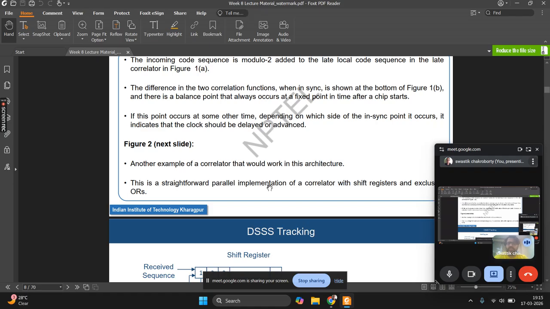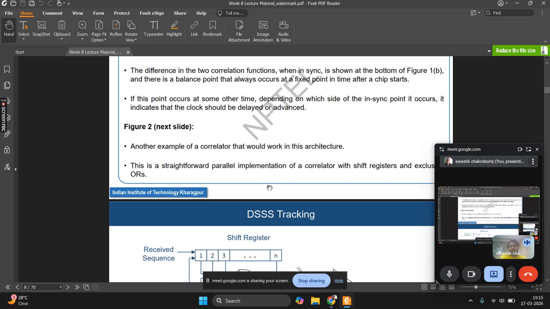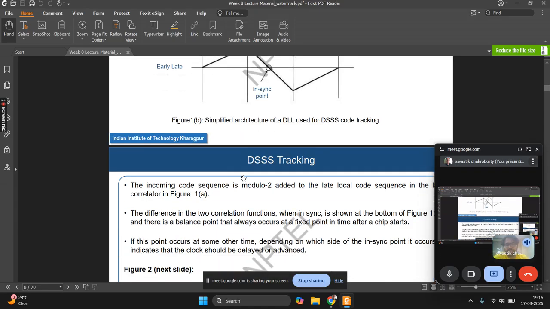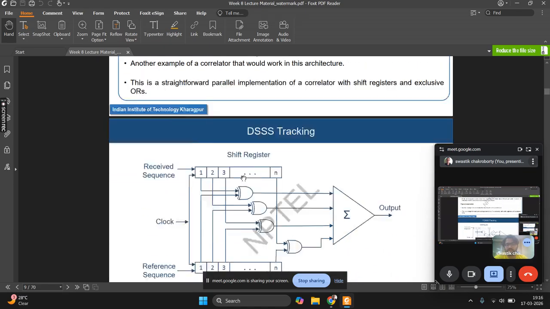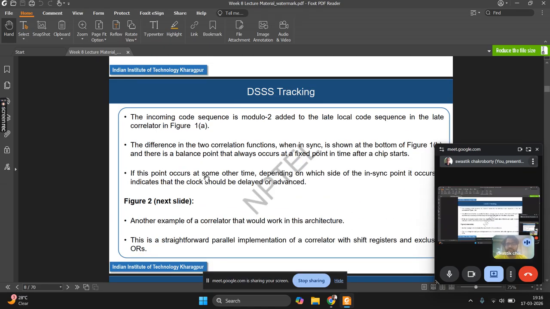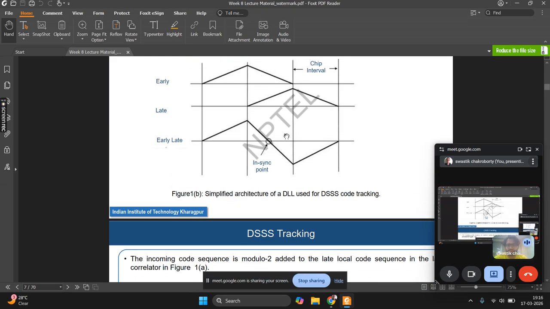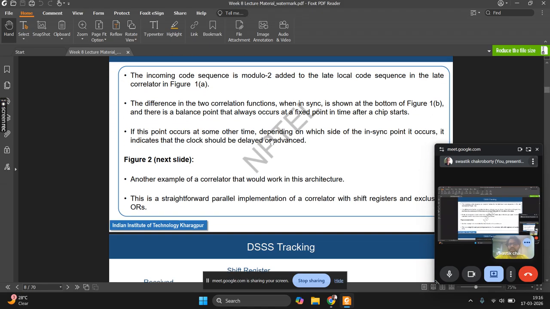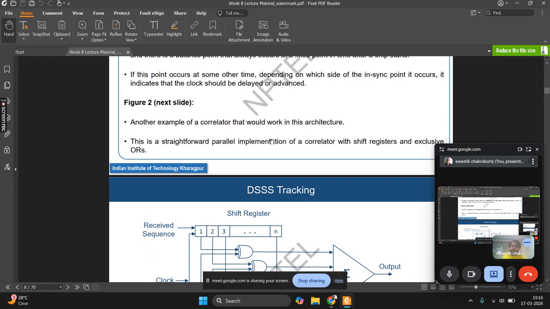If this point occurs at some other time, depending on which side of the in-sync point it occurs, it indicates that the clock should be adjusted. Now, if this in-sync point happens exactly in the middle, then that is fine. But if it is offset from the middle, that means that much delay adjustment must be done. The balance point, the in sync point, always occurs at the middle of the chip. If it occurs at some other time, depending on which side of the in sync point it occurs, it indicates that the clock should be delayed or advanced.